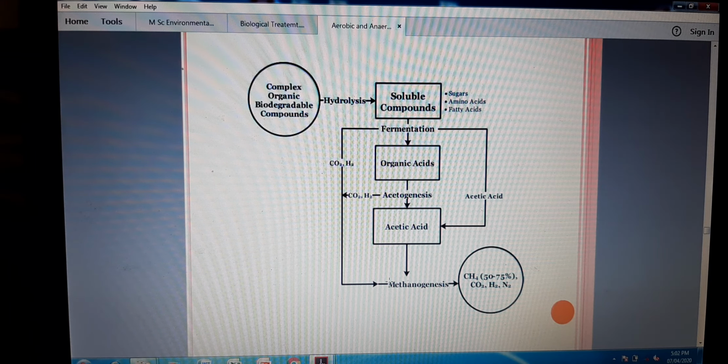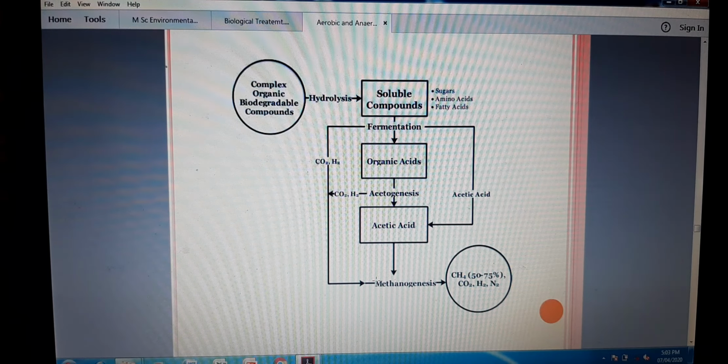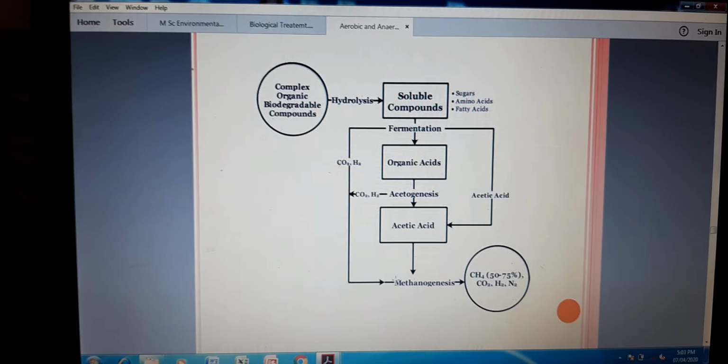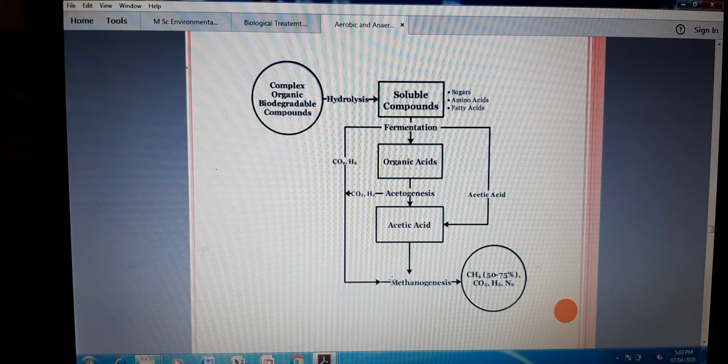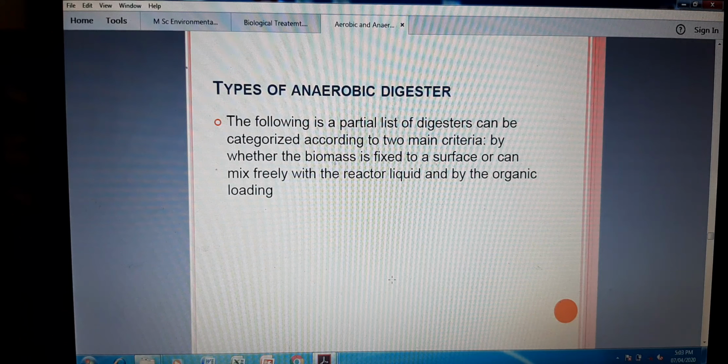So this is the overall process present in anaerobic treatment, meaning the organic matter is degraded by using anaerobic bacteria, in the form of hydrolysis. When hydrolysis takes place, soluble compounds are fermented and converted into acidogenesis and methanogenesis. Okay, so this is the basic of anaerobic treatment.